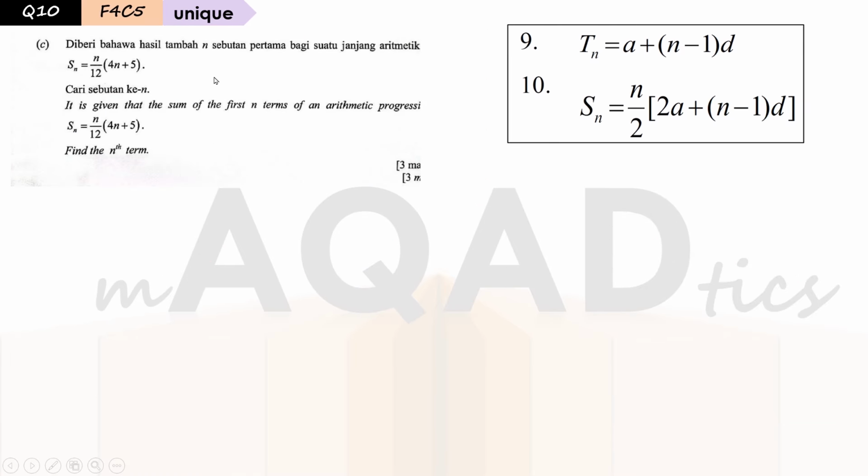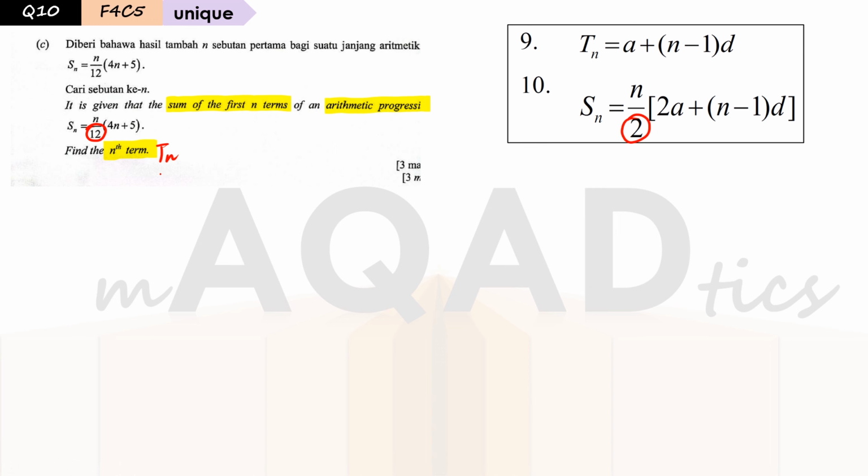For part C, we are given the sum of the first n terms of this arithmetic progression, which is this value, and we need to figure out the nth term, which is Tn. So from Sn here, how do we get Tn? Okay, so let us compare the expression of Sn with the formula given here. So if we compare, actually we cannot compare because the denominator here is different. One is 12 and one is 2.